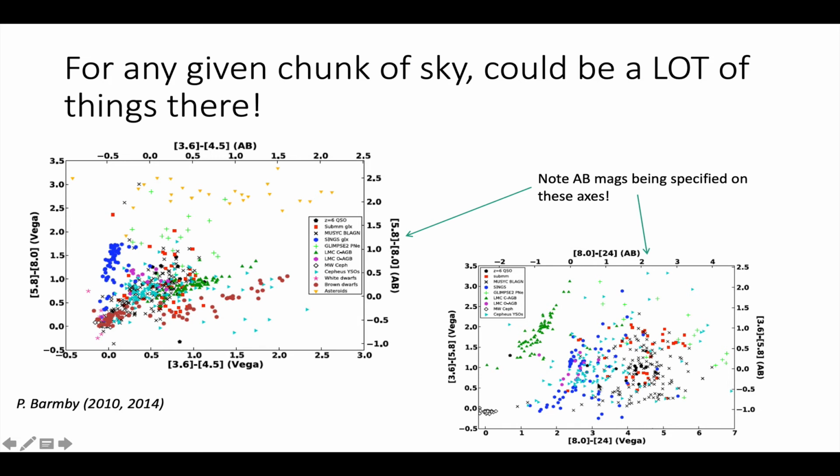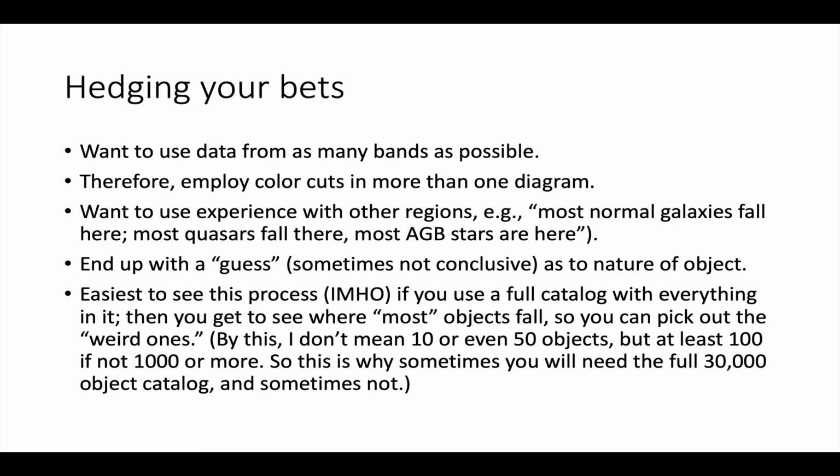So you have to try to use all the information you have to make some good educated guesses. So yeah, you want to use data from as many bands as you can. You want to try to employ color cuts in more than just one diagram. You want to try to use your experience with other regions or other objects whose nature you understand, like most normal galaxies fall here, most quasars fall there. You're going to end up with a guess, which is sometimes not conclusive as to what the object is, which is why we keep calling them YSO candidates, not known YSOs.